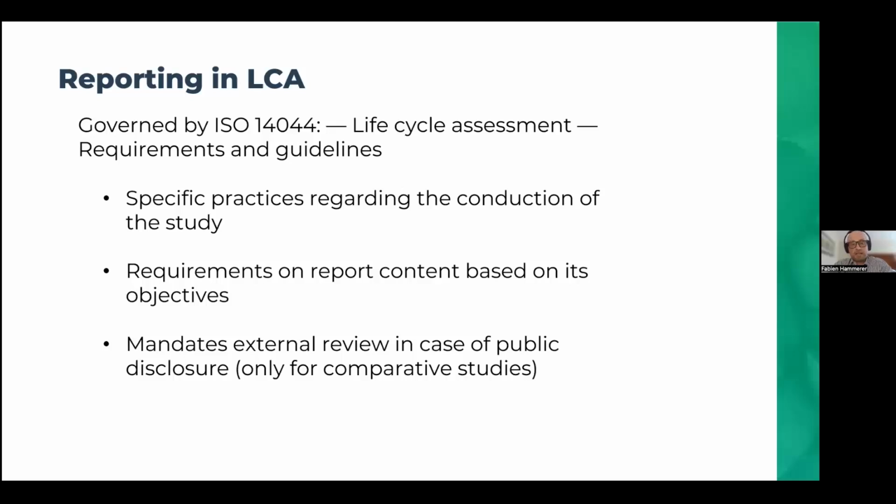Especially, it will mandate an independent external review in case of public disclosure of an LCA, but only for comparative studies, meaning that it's only studies that compare product A and B and actually try to influence the public regarding the life cycle impacts of these two products. These are considered higher stakes and need to be externally verified. In the case of an academic publication, the peer review plays the role of that external review.